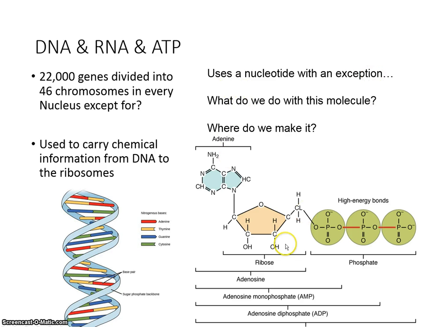ATP, I said here again, we've already talked about, uses a nucleotide with an exception, right? It's got these extra phosphate groups. This is used for energy, and we make this in every cell because every cell requires energy.